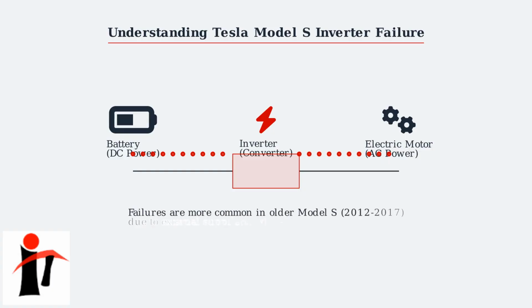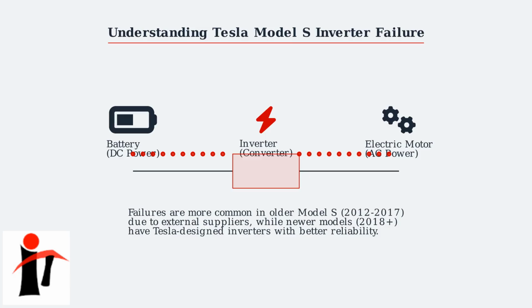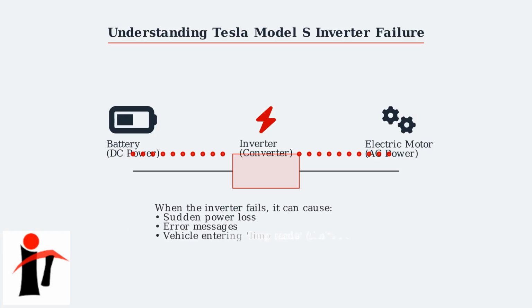While inverter failures have become less common in newer Tesla Model S vehicles from 2018 onward due to Tesla's proprietary in-house designs, they remain a significant concern for older models built between 2012 and 2017, which used components from external suppliers. When an inverter fails, it can result in sudden power loss, display error messages on the vehicle's screen, and potentially force the car into limp mode, where speed is limited to around 50 miles per hour for safety. This section introduces the problem and its impact on Tesla Model S owners.